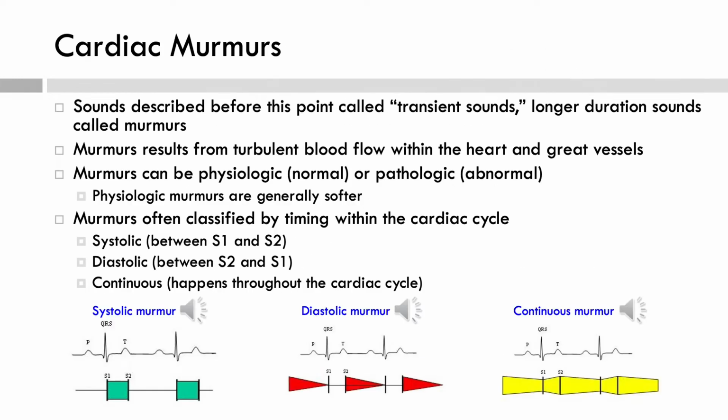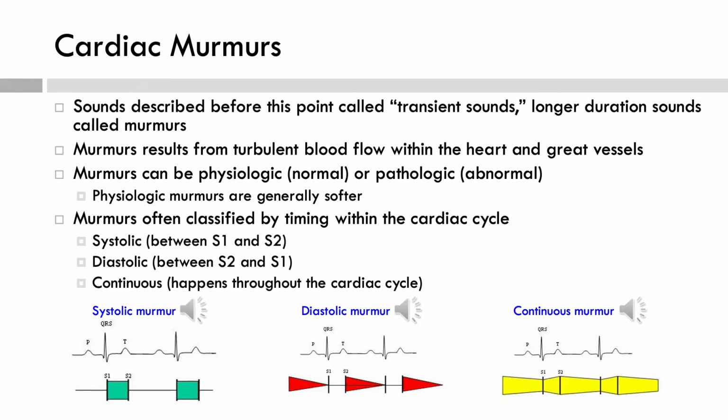The sounds described to this point in time are also referred to as transient sounds, as they are very short in duration, but longer sounds are described as murmurs. Murmurs result from turbulent blood flow within the heart or great vessels. Murmurs can be physiologic in origin, which would be normal, or they can be pathologic. Of course, that would mean they're abnormal. Physiologic murmurs are generally softer, usually 1 or 2 out of 6 in intensity.